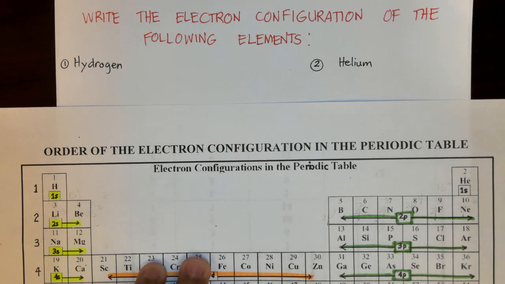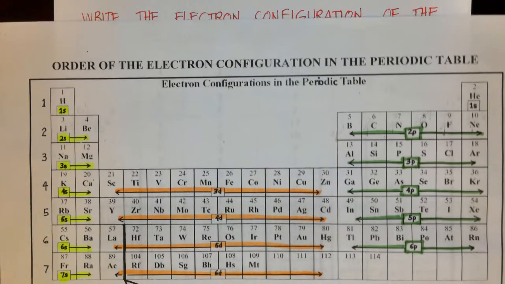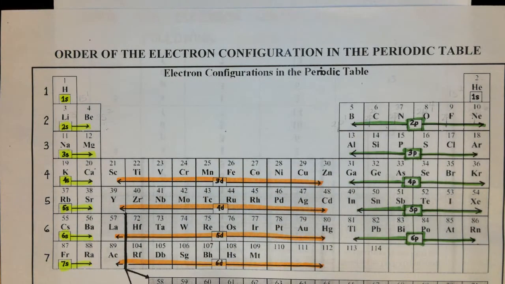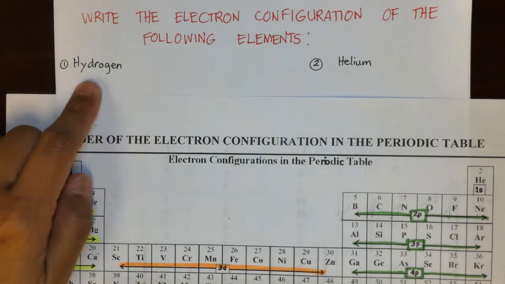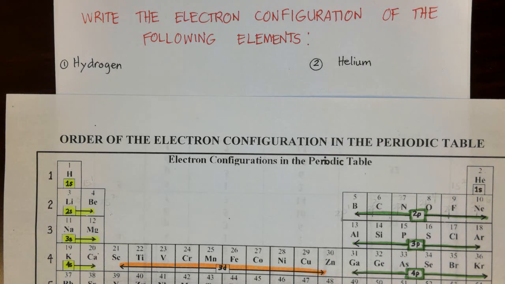So we're going to write down the electron configuration of the elements that we can find in the periodic table using our chart here of the correct order of the electron configuration. So right now we're going to do hydrogen and helium, the first two elements in the periodic table. So the first thing is locate the element first.